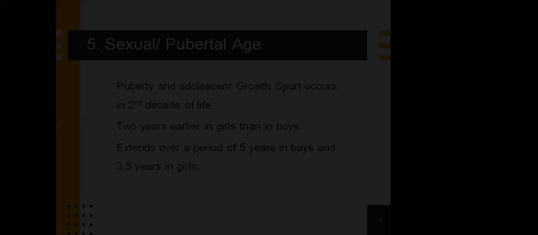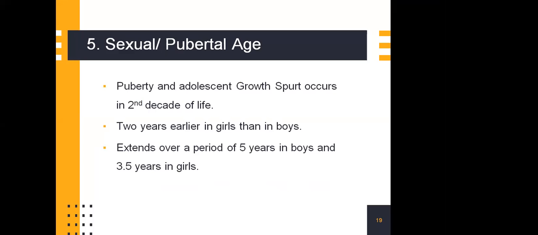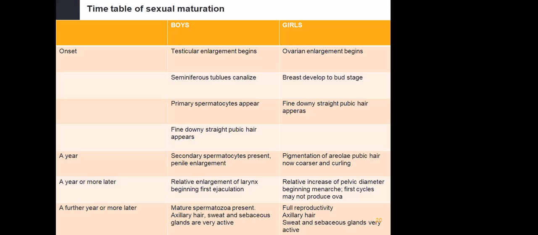Another is the sexual and the pubertal age. Puberty and adolescent growth spurt occur in the second decade of life. It occurs 2 years earlier in girls than in boys. However, it extends over a period of 5 years in boys and 3.5 years in girls. There is a timetable of sexual maturation, and it gives certain characteristics of sexual maturation for both the girls and the boys during the onset of the pubertal age.